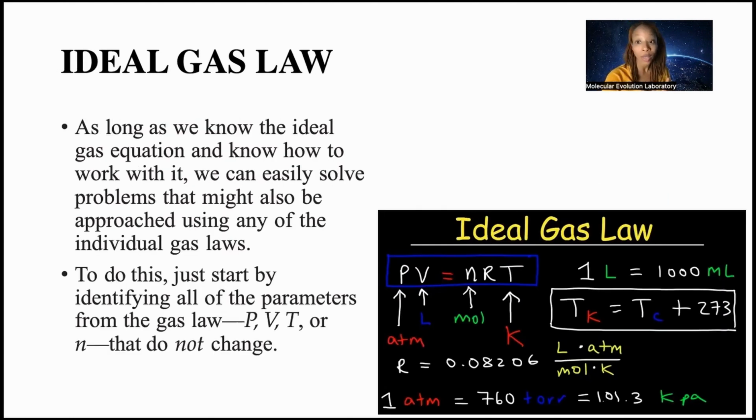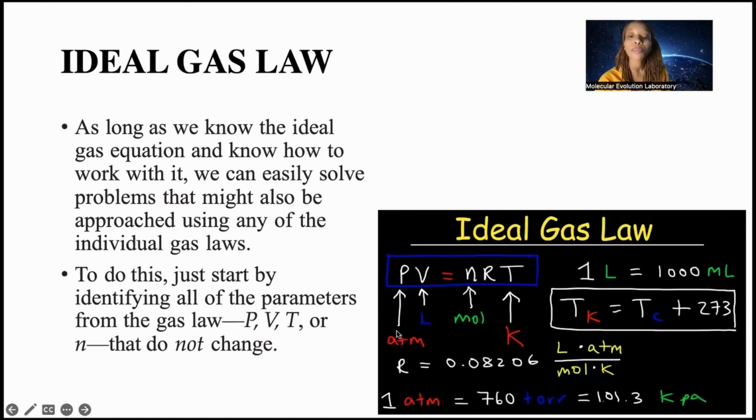As long as we know the ideal gas equation and know how to work it, we can easily solve problems that might also be approached using any of the individual gas laws. To do this, just start by identifying all the parameters which we already discussed before, P, V, T, or N, that do not change. You basically will have to identify all the parameters that are constant. So the ideal gas law again is PV = nRT.